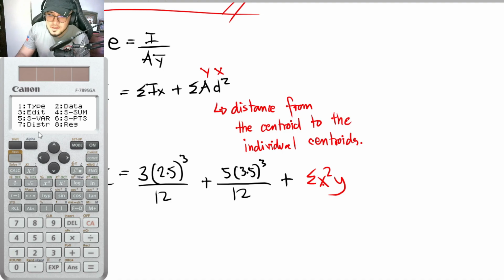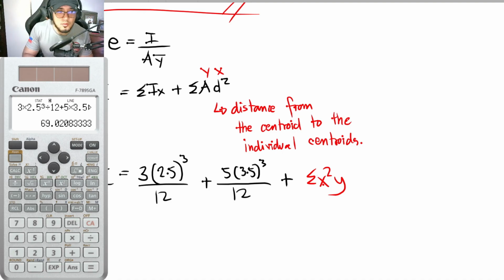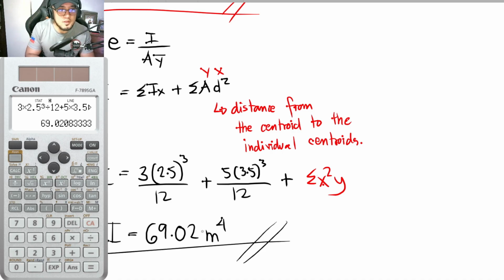So go to apps, go to 4. Hanapin natin x squared y and that is number 7. Then yun, equal. So this is now our moment of inertia. So moment of inertia I is now equal to 69.02 meters raised to the fourth. So this is now our moment of inertia for this particular problem.